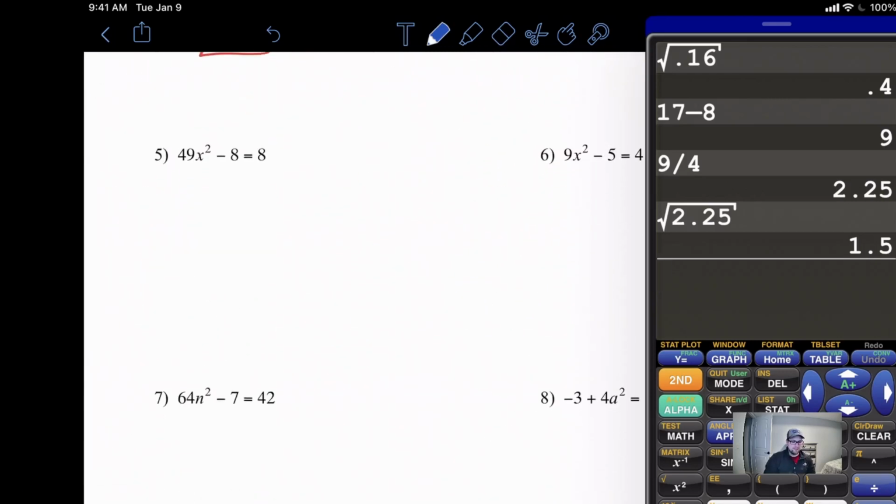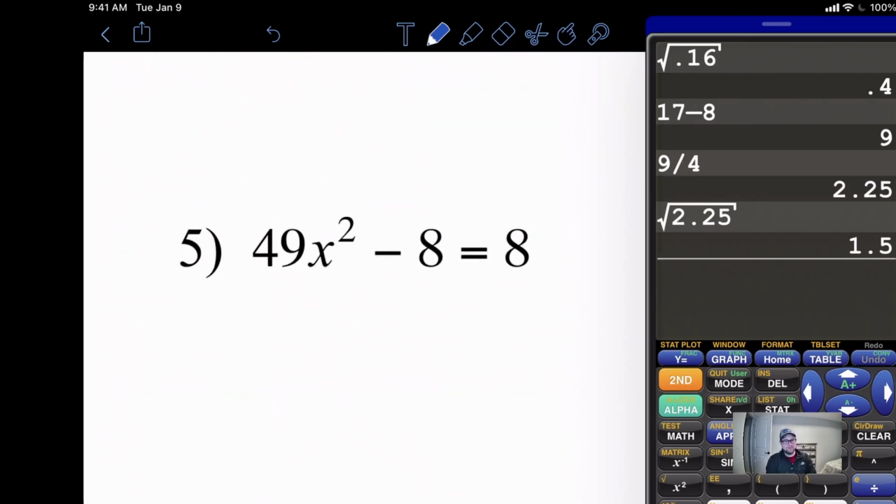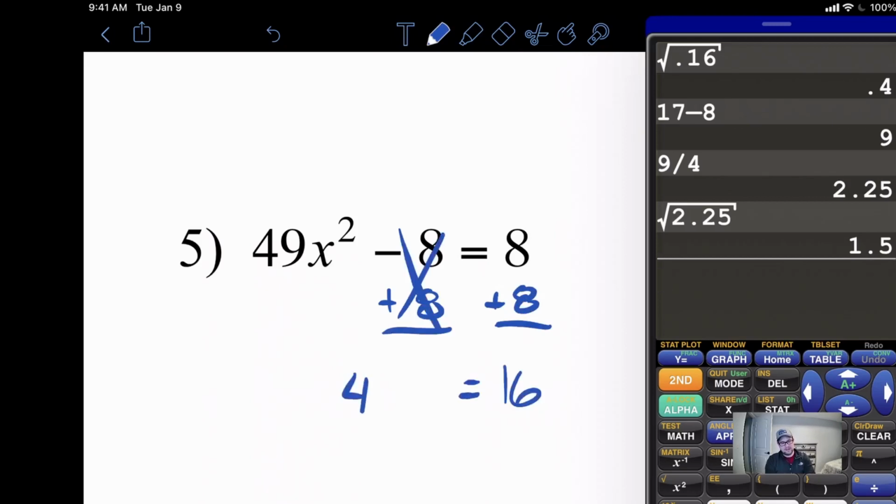Let's look at problem number 5. We got a few more of these left to go. So on this problem, let's get rid of the 8 to start. So we're going to start by adding 8 to both sides. 8 plus 8 is 16. And that's going to leave me with 49x squared.